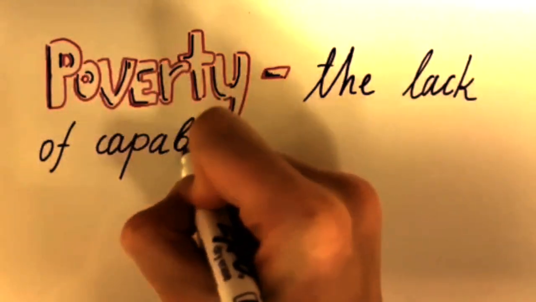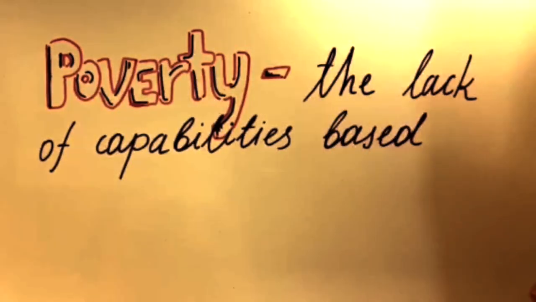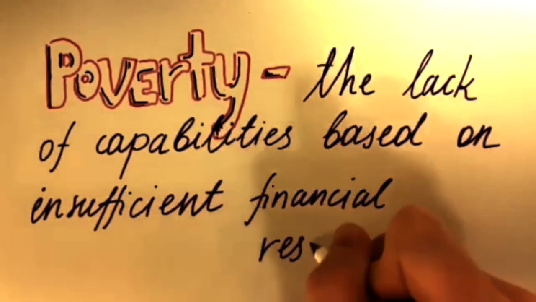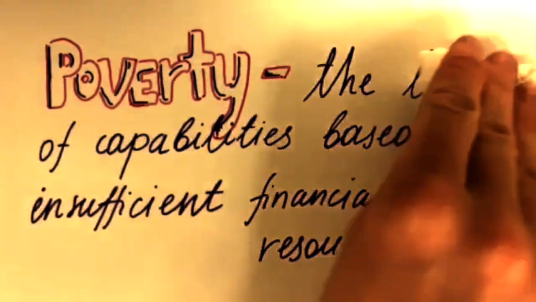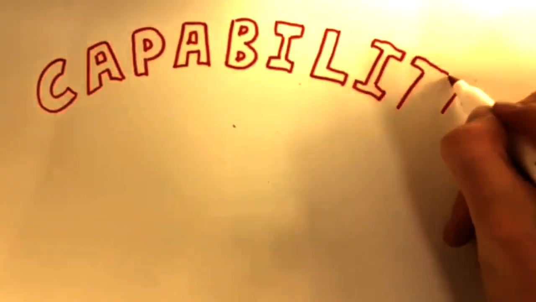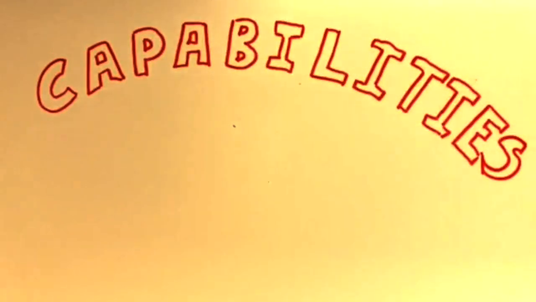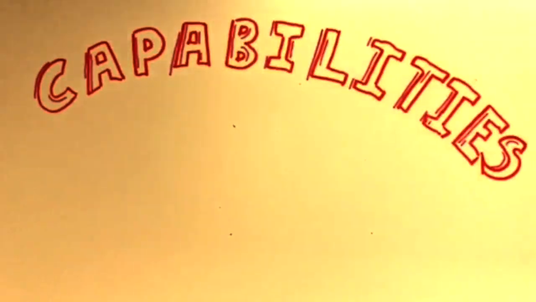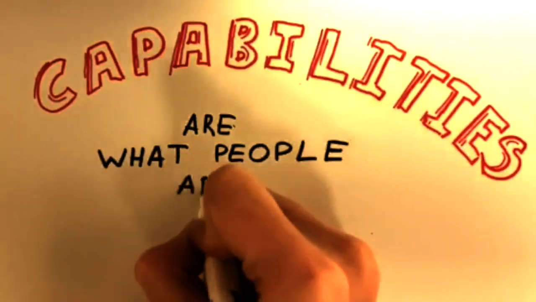So we have to create a definition based off of something other than their material existence. We define poverty as the lack of capabilities based on insufficient financial resources. Capabilities are what people are able to do. When people don't have enough money to even have the option to do various things, they are impoverished. For example, if someone does not have the money to be able to eat, they are experiencing a lack of capabilities based off of financial restrictions.